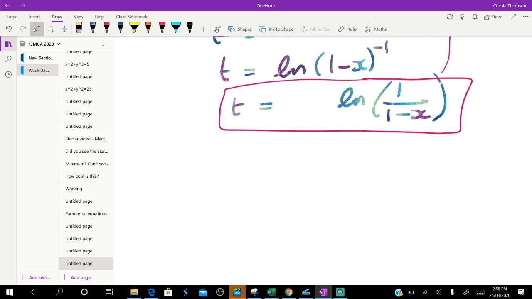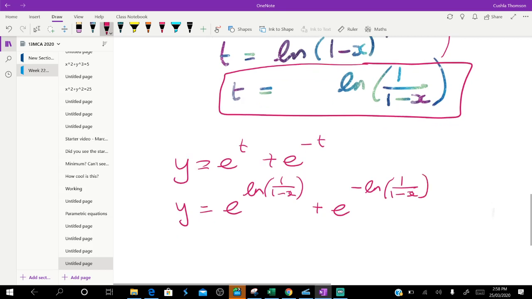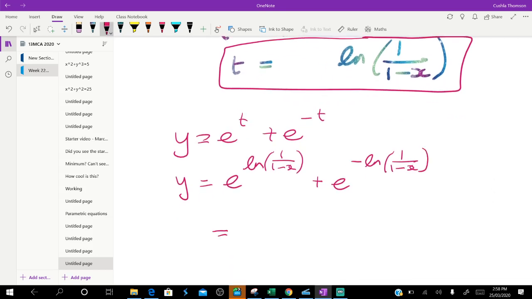Okay, so the next thing that I can do is to say that y is equal to e to the power of t plus e to the negative t. So y is equal to e to the power of the log of 1 over 1 minus x plus e to the negative log of 1 over 1 minus x. So moving through this and recognising that e and the natural log function are inverses of each other, this gives me 1 over 1 minus x.